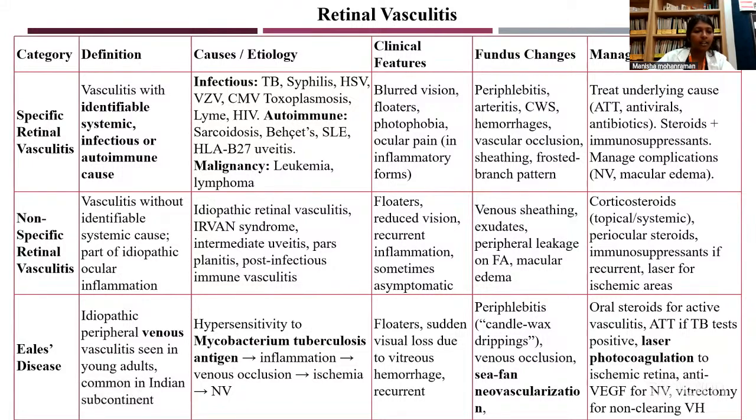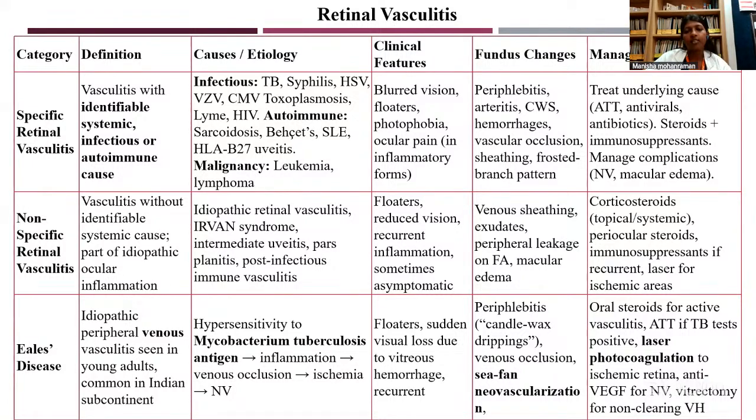First one is specific retinal vasculitis. Definition: vasculitis with identifiable systemic infectious or autoimmune causes. The etiology: for infectious, tuberculosis, syphilis, HSV, toxoplasmosis, HIV; for autoimmune, sarcoidosis, SLE, HLA-B27 uveitis. For malignancy, leukemia and lymphoma. The features are blurred vision, photophobia, ocular pain. The ocular pain is seen in inflammatory forms.